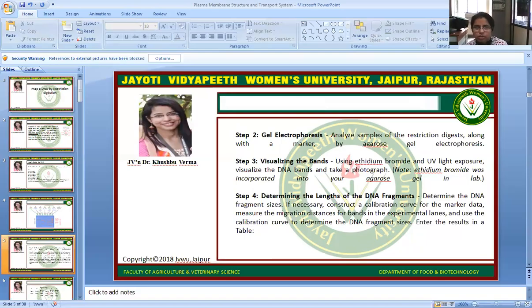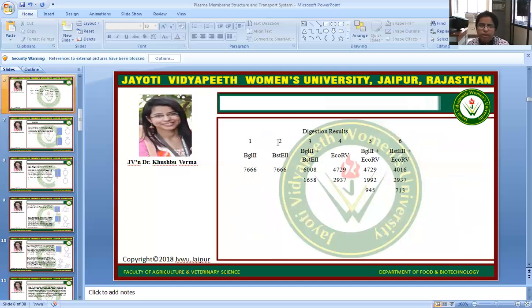Ethidium bromide was incorporated into your agarose gel in the lab. As we know already, ethidium bromide is required because it is trapped in the DNA molecule and will show fluorescence when the gel is exposed to UV light. The next step is determining the length of the DNA fragments. If necessary, construct a calibration curve for the marker data. Measure the migration distance for bands in the experimental lanes and use the calibration curve to determine the DNA fragment size. Enter the results into the table.